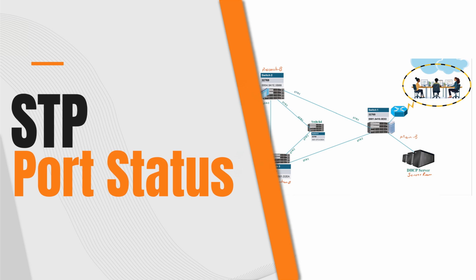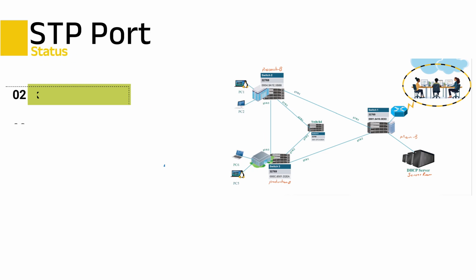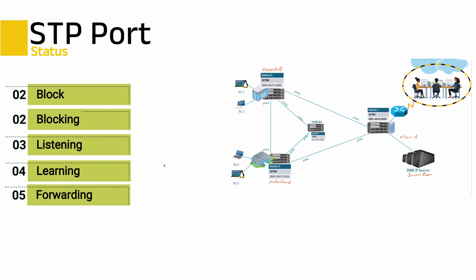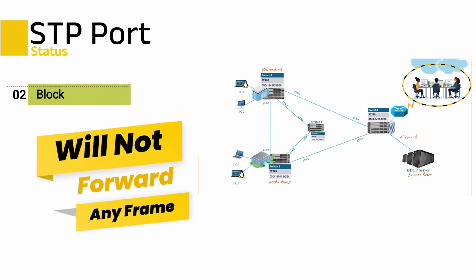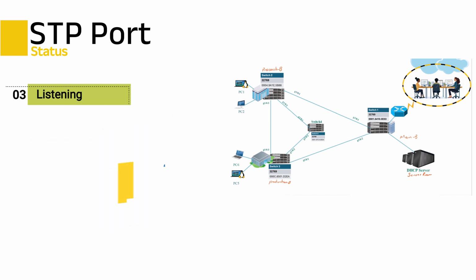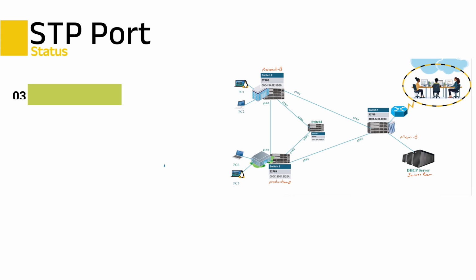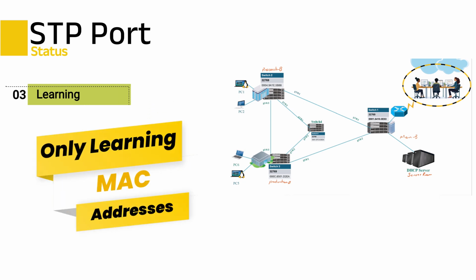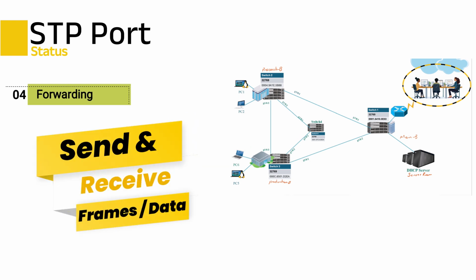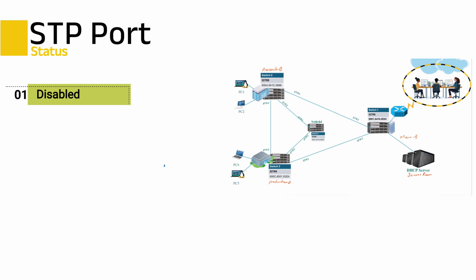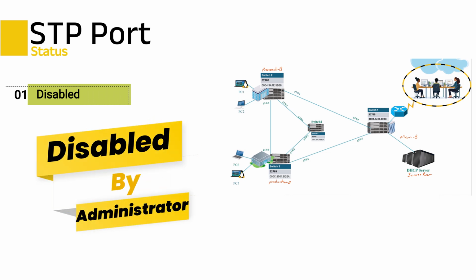Now it's time to know about the STP port status. We have 5 port states in STP: disabled, blocking, listening, learning, and forwarding. When the port is in blocking state, it will not forward any frame and it's only listening to the BPDUs. The port in listening state is only listening to the BPDUs to ensure there are no loops in the network. The port in learning state is only learning the MAC addresses and does not forward any frames. In forwarding state, the port will send and receive frames and also continue to learn MAC addresses. And if the port is in disabled state, it means that the port is disabled by the administrator.